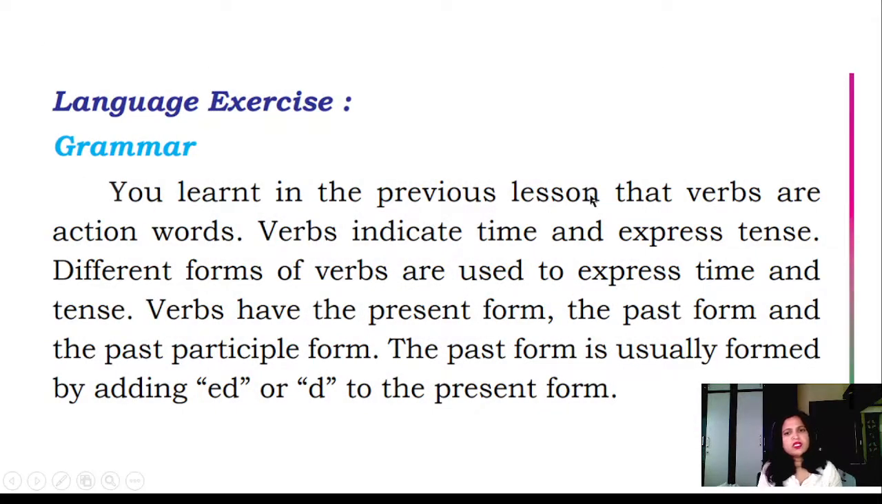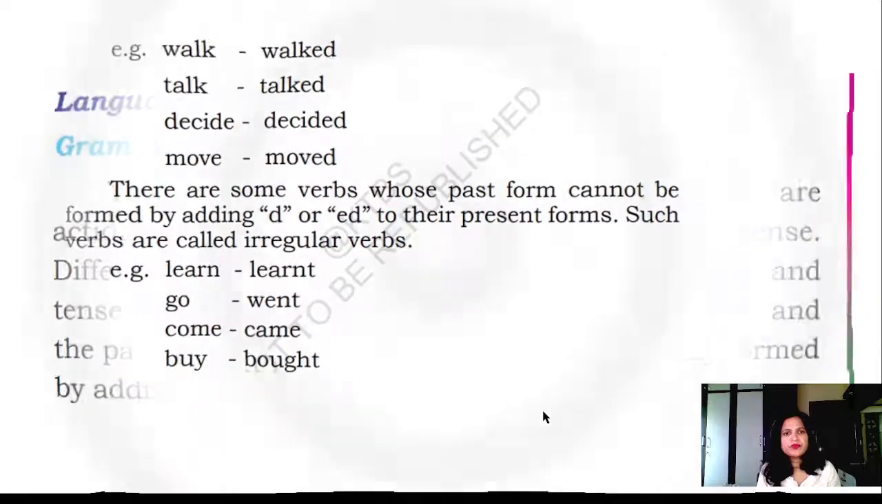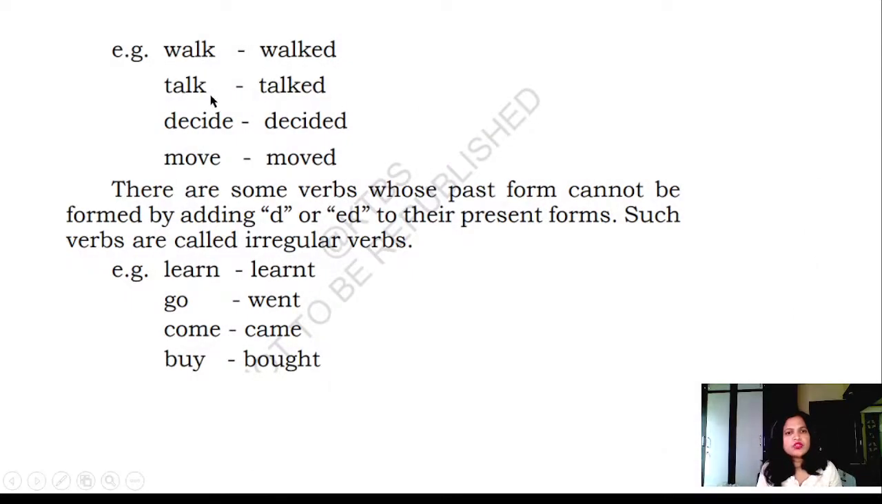Language, grammar. You learned in the previous lesson that verbs are action words. Verbs indicate time and express tense. Different forms of the verbs are used to express time and tense. Verbs have present form, past form, and past participle form. The past form is usually formed by adding -ed or -d to the present form. Walk, walked, talk, talked, decide, decided, move, moved.